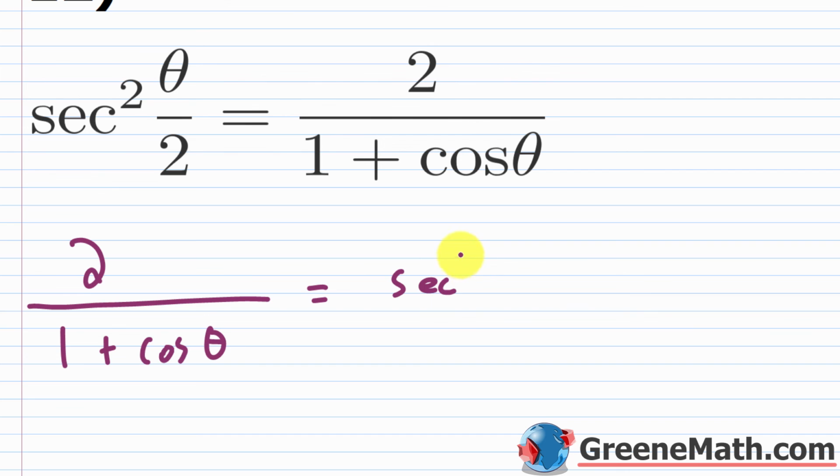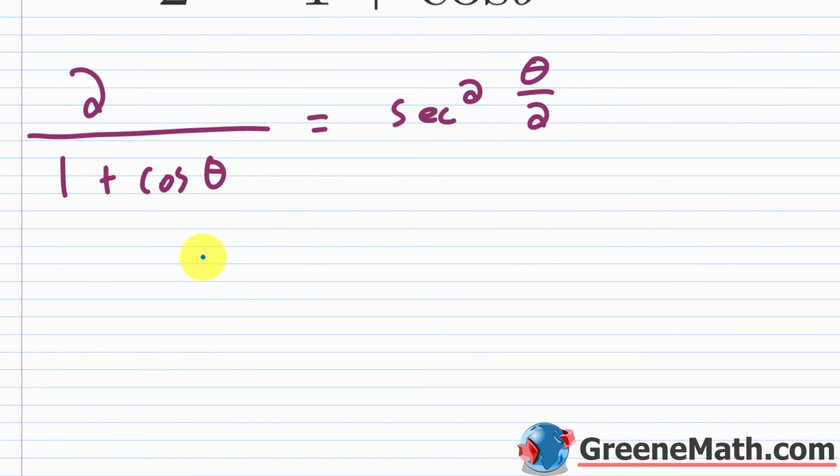So the secant squared of this theta over 2. The first thing I'm going to do is say that this is 1 over my cosine squared of theta over 2. Now I think it's probably better to write this like this so it's crystal clear what's going on.